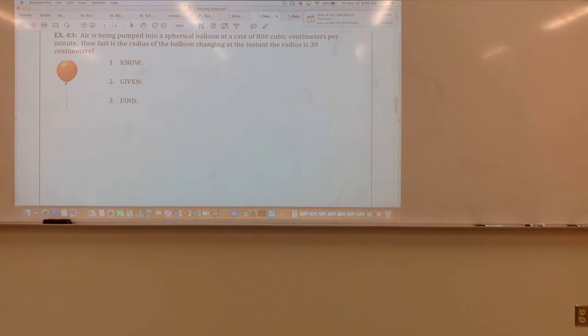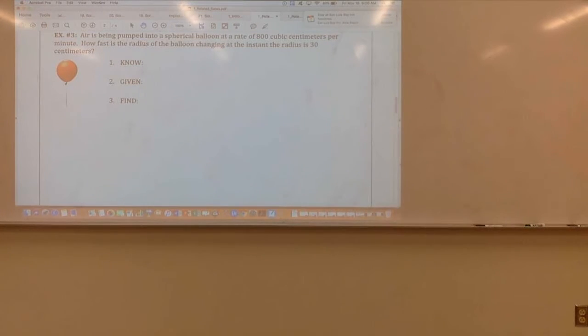You're welcome. All right, so in example 3, air is being pumped into a spherical balloon at a rate of 800 cubic centimeters per minute. How fast is the radius of the balloon changing at the instant the radius is 30 centimeters? Our spherical balloon is just increasing in size, right? So what formula would relate this information?